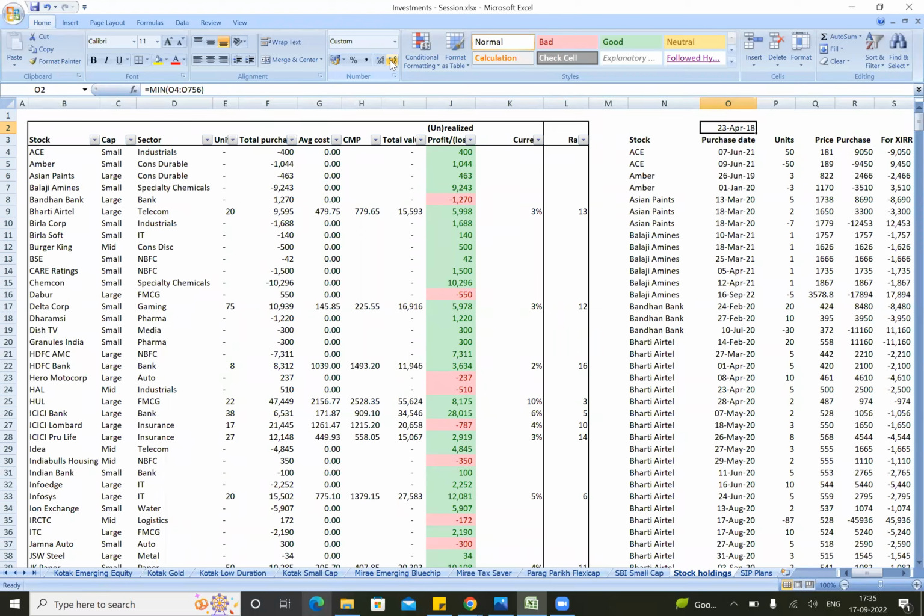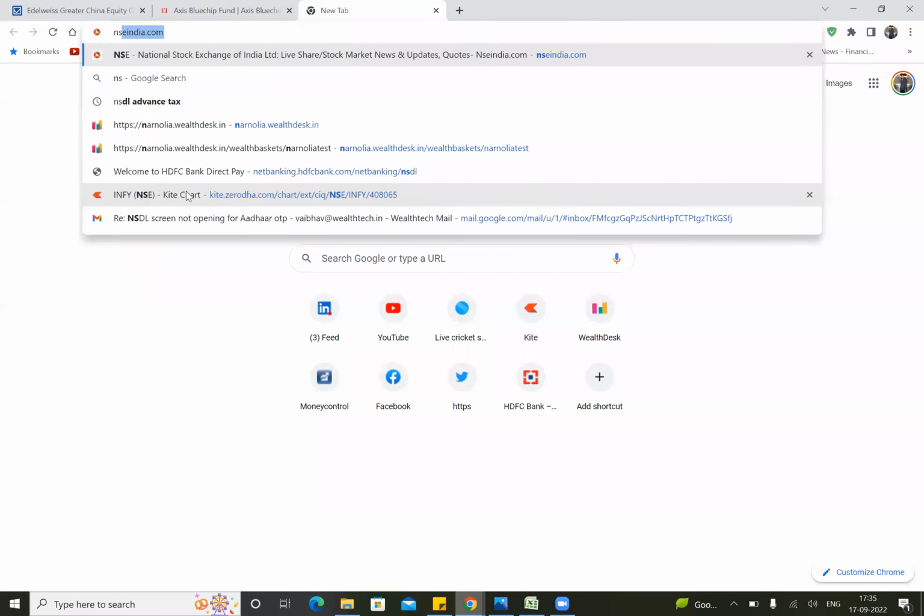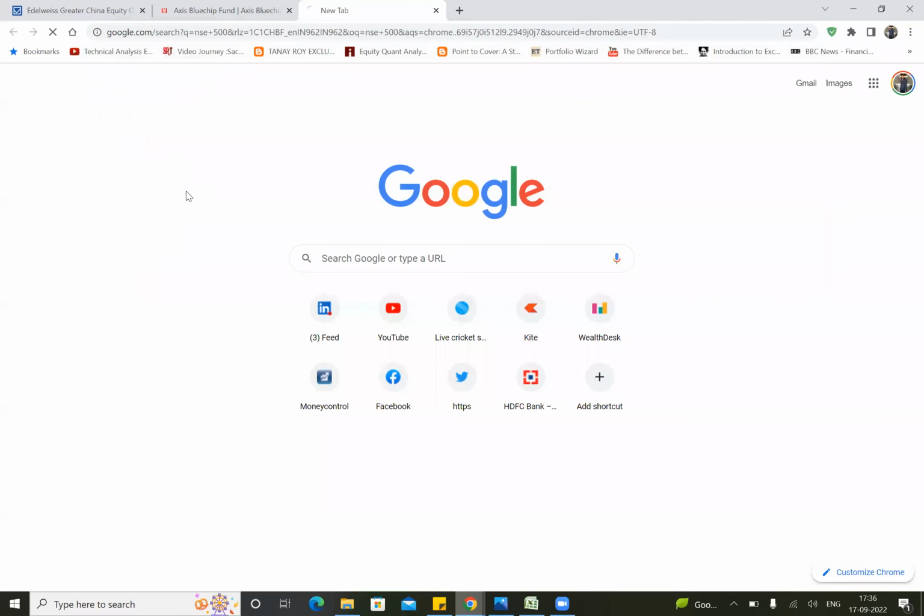Currently my account is still holding 83% large cap, but eventually I have invested in every type of stock, this is a sector agnostic, market cap agnostic portfolio. So I will take NSE 500 as the benchmark. Let's say what NSE 500 was on 23rd April 2018. So I again go back to, I open Google or whatever, and I'll type in NSE 500.